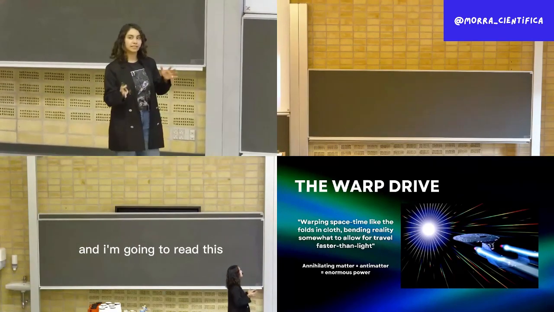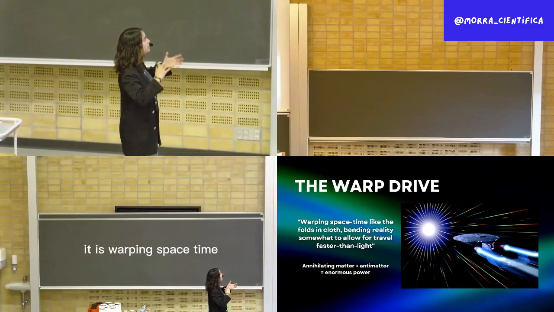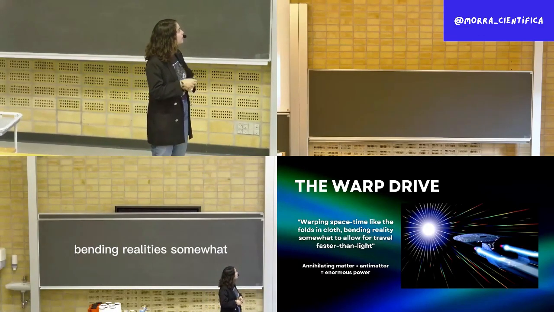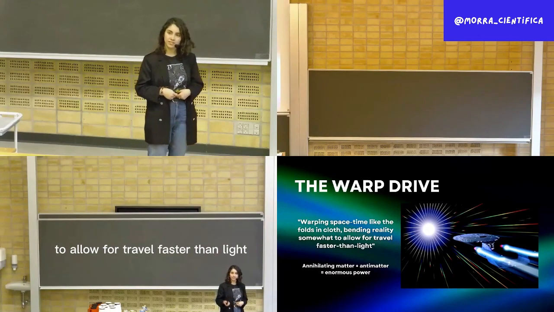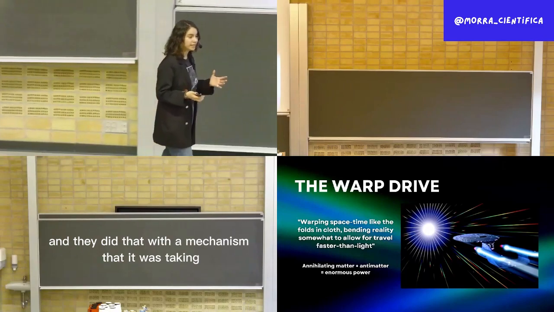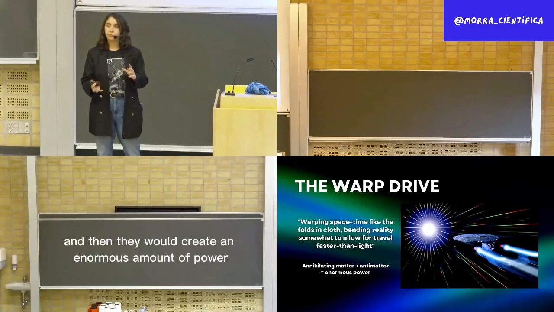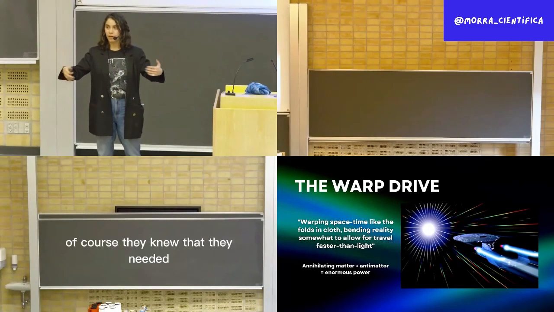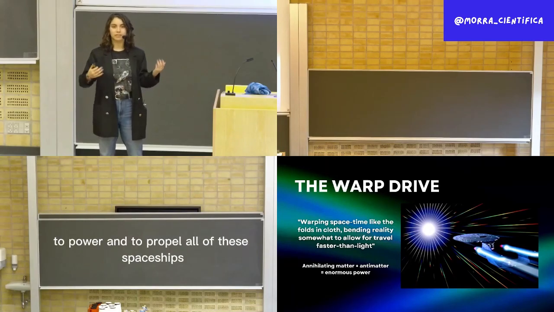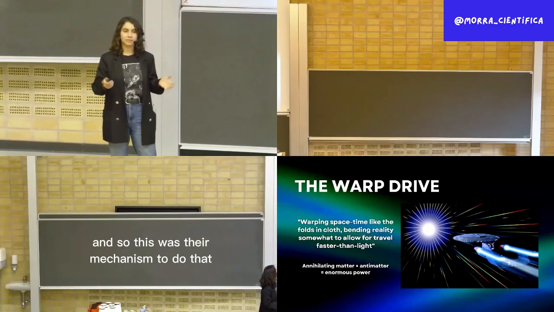And I'm going to read this. So what is the warp drive? It is warping space-time like the folds in clothes, bending reality somewhat to allow for travel faster than light. And they did that with a mechanism that took annihilating matter and antimatter, and fusing them together, and then they would create an enormous amount of power. Of course, they knew that they needed so much energy to power and propel all of these spaceships. And so this was their mechanism to do that.